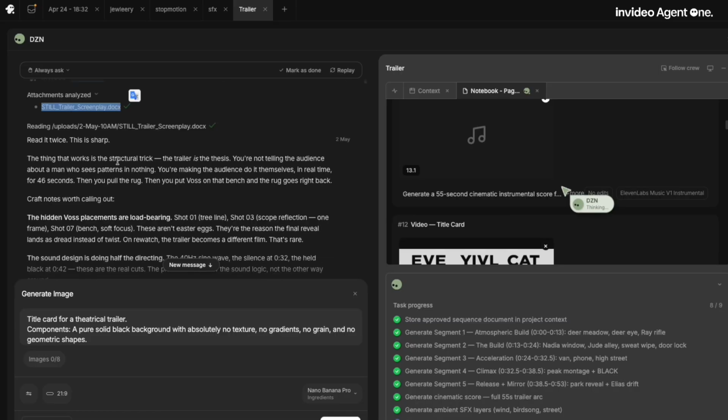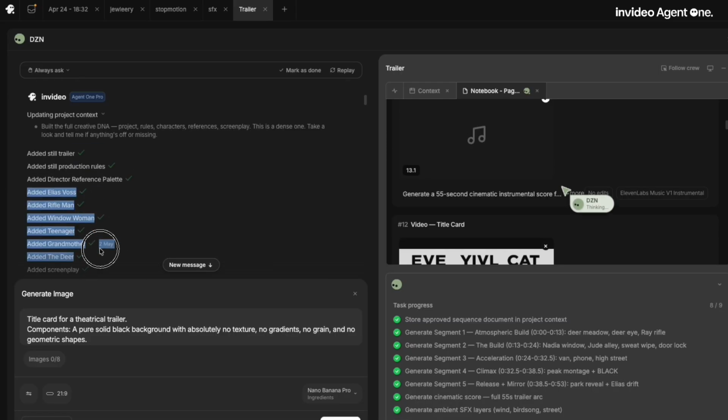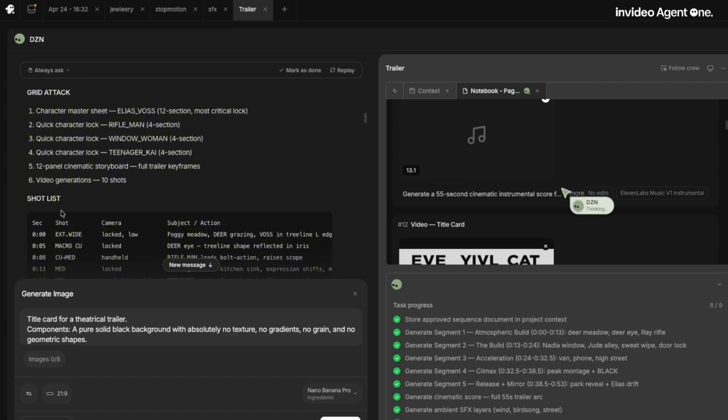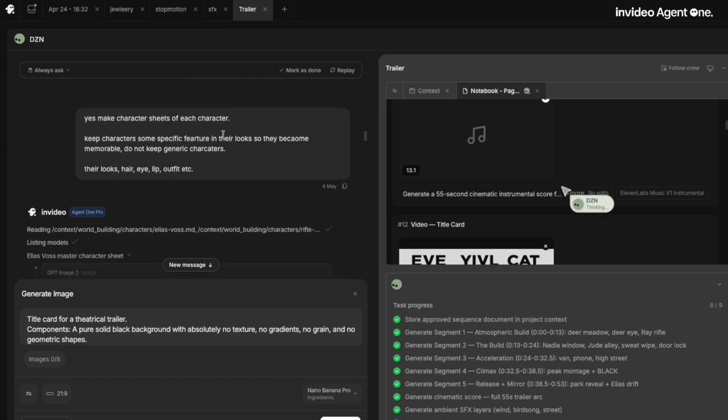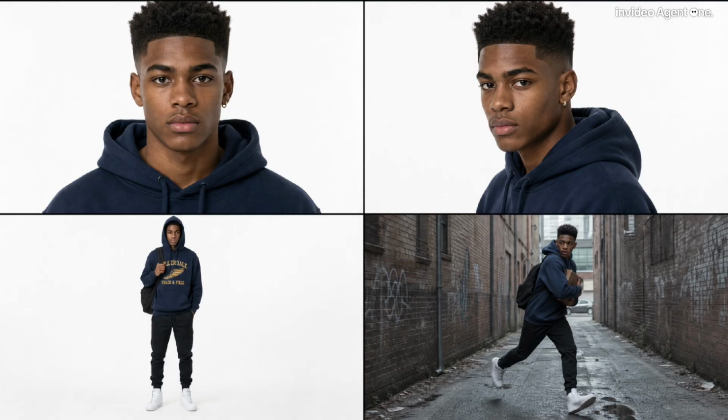The agent read it and locked the context. From there, it built the base: mood, characters, and shot structure. I focused on characters first, added specific traits so they stay consistent, then approved them.